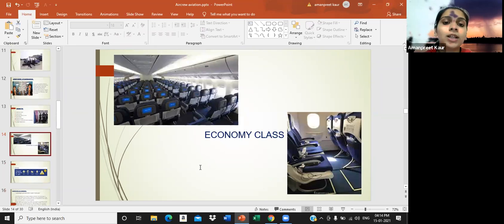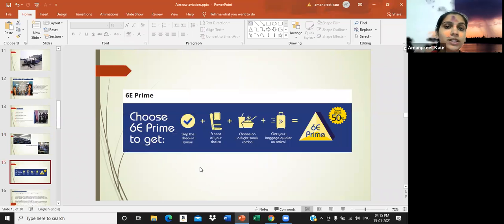This is the economy class of IndiGo Airlines. In IndiGo Airlines, we generally don't have business class because the main USP of IndiGo Airlines is that it is the cheapest airline in India as compared to other airlines available. So in IndiGo Airlines, they don't have a business class. Rather, they provide us various other benefits which are quite similar to that of a business class.